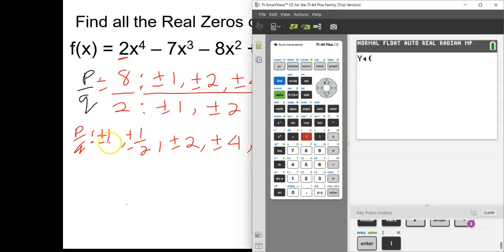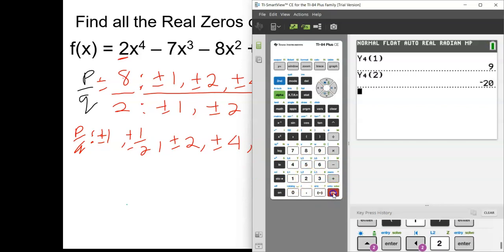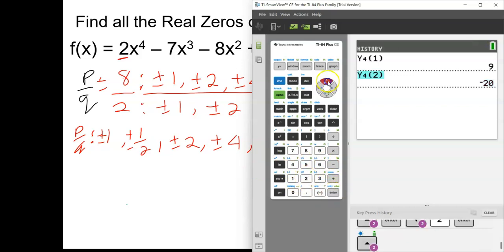Okay, I'm going to try each of these. Try +1, -1. Let's see which one will give me a remainder of 0. Okay, no, I don't have to keep going back to the y var. I can just select this and then change the number. Maybe I'll try all the positives before I try the negatives. I try 2. Okay, no, go back.